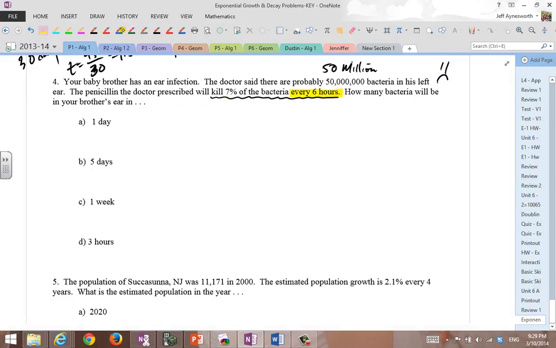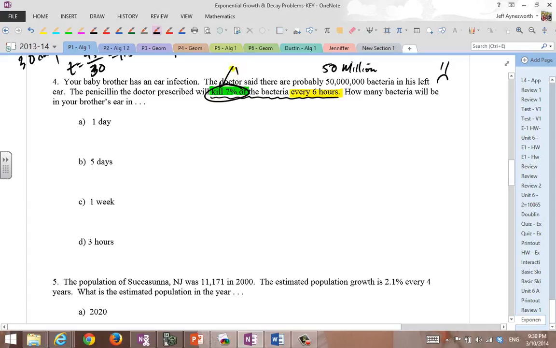Now, the word kill is important too because this is a decay situation and not a growth situation. If it kills off 7%, then you're not going to have as many left over. And that's what penicillin is for, is to kill off the bacteria. So right away, seeing this right here, I know it's a decay situation and not a growth situation. So that's the very first thing you need to figure out. So my formula looks like A sub I times 1 plus R to the T power. Because, excuse me, 1 minus R. Let me switch that. 1 minus R. Because it's a decay situation.